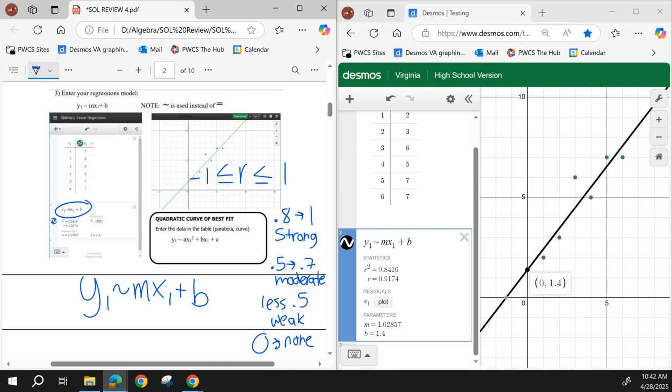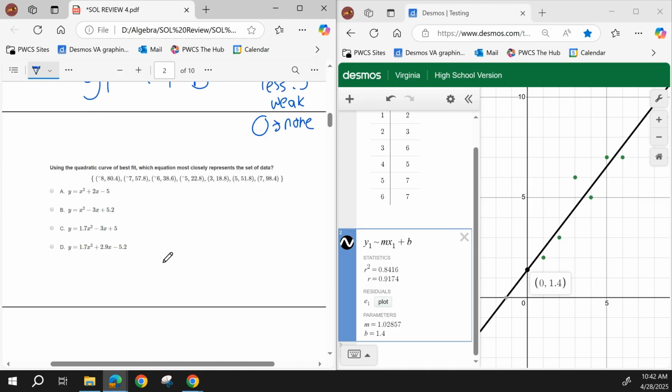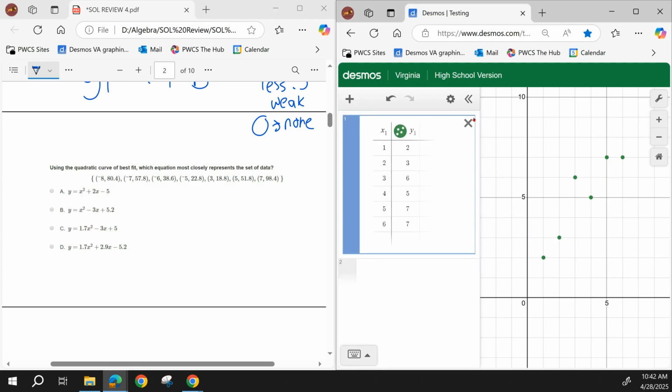Sometimes a straight line doesn't fit our data points, and so we would use a curve of best fit. If you see the words quadratic or quadratic curve, we would use that one: y1 squiggly ax1 squared plus bx1 plus c. We're getting a lot of information here all at once, so please, if you do have questions, ask so that I can clarify individually.